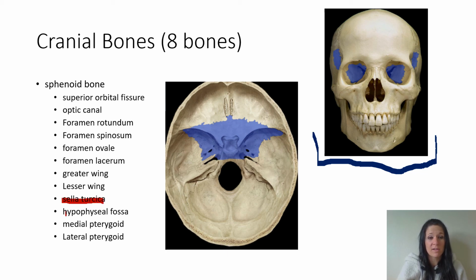or hypophyseal fossa, is the term for this saddle-like looking structure here. Okay, so there's a little cup-like structure that looks like a saddle. Sella turcica translates into Turkish saddle, so that's what we can call this structure. Or we can call it the hypophyseal fossa, because this is where the pituitary gland hanging off of the brain sits.